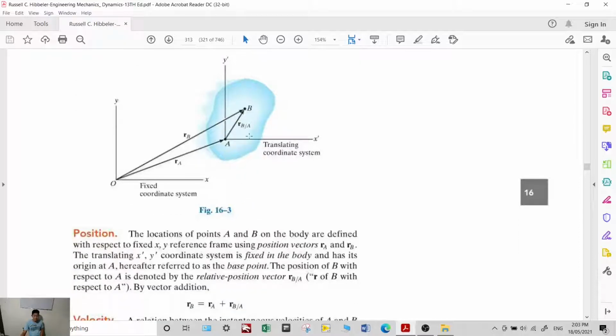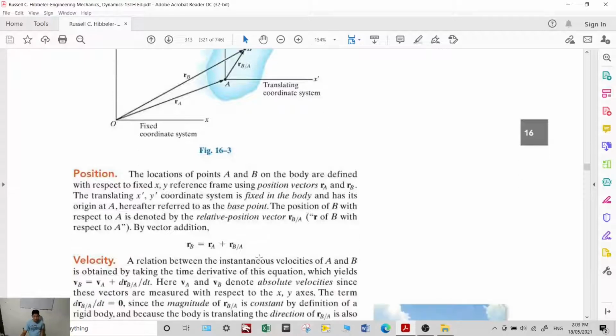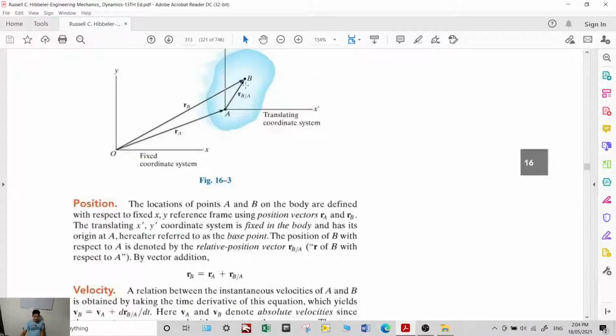Now, the relative position r of B with respect to A, meaning from A, represents the position of B with respect to A. Now, by vector addition, r sub B is just the addition of r sub A plus r sub B with respect to A. Now, take note, when the points in your body, in your plane, move and translate, r sub B/A does not change. Its length stays rigid. It just moves.